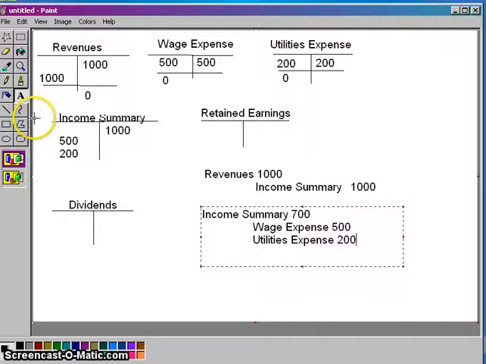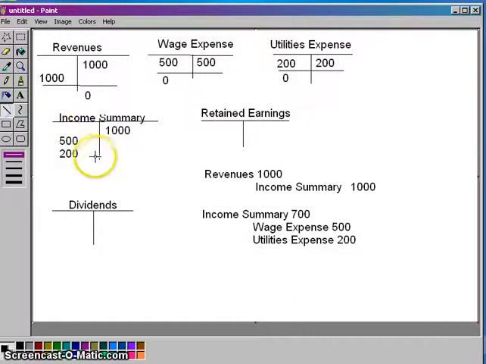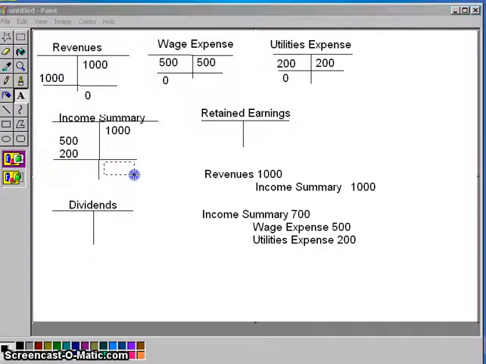Now what you have in my income summary account right now is really net income, if you think about it. You've got the $1,000 minus $700. You've got $300 in there, which is how much money we said the business made this year. Net income of $300.